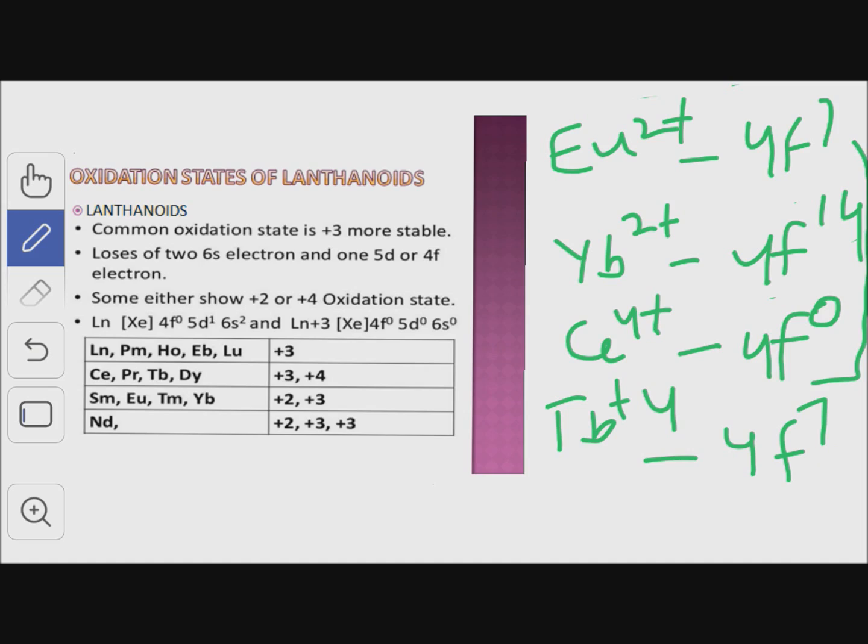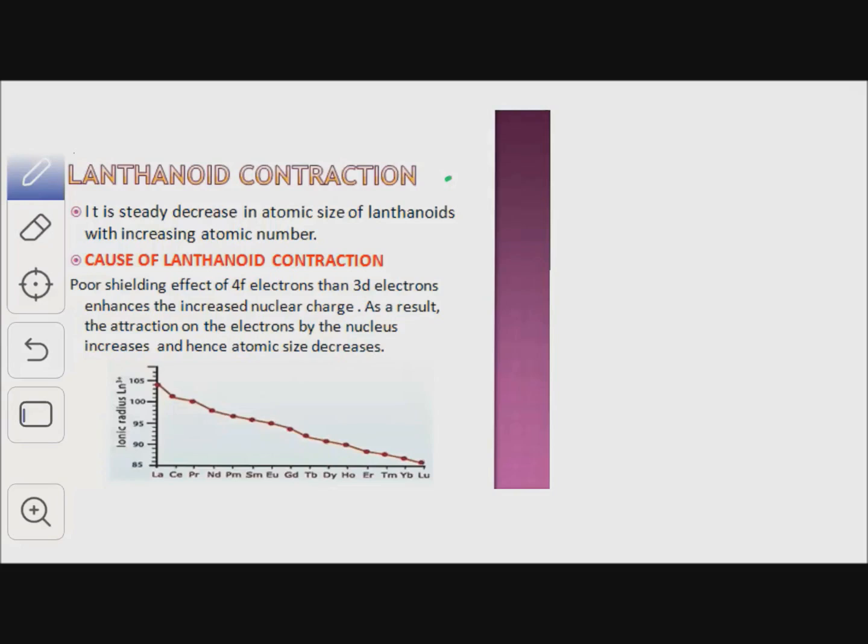And samarium 2 positive, europium 2 positive and ytterbium 2 positive are good reducing agents. And terbium 4 positive and cerium 4 positive are good oxidizing agents.